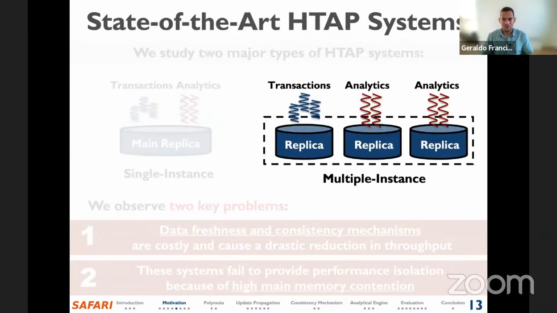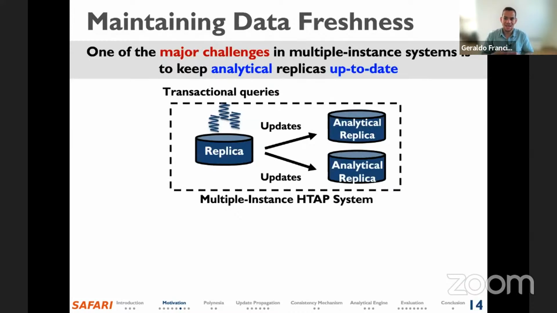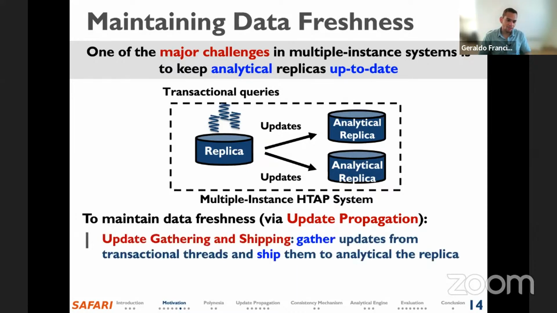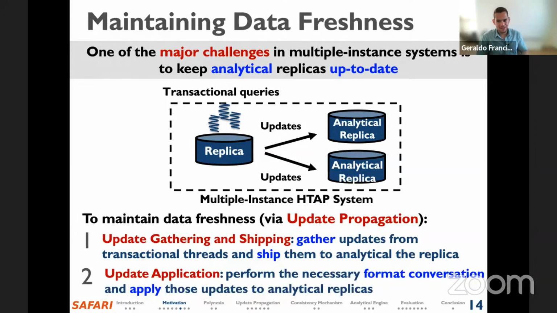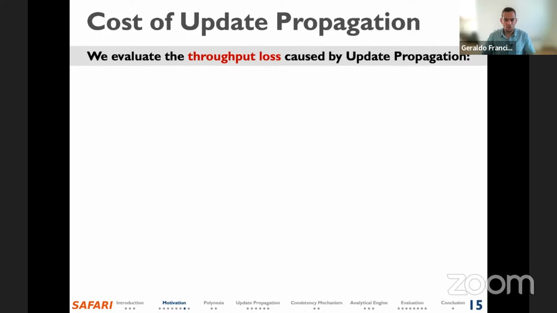Next, we study the drawbacks of a multiple instance HTAP system. A major challenge faced by multiple instance HTAP systems is how to keep the analytical replica up to date. In order to maintain data freshness, multiple instance HTAP systems perform an operation called update propagation, which is divided into two steps. In the first step, the system needs to perform the update gathering and shipping operation, which collects updates from transactional threads and sends them to the analytical replica. Second, the system needs to perform the necessary format conversions between transactional and analytical data. So we evaluate the cost of update propagation in a multiple instance system.